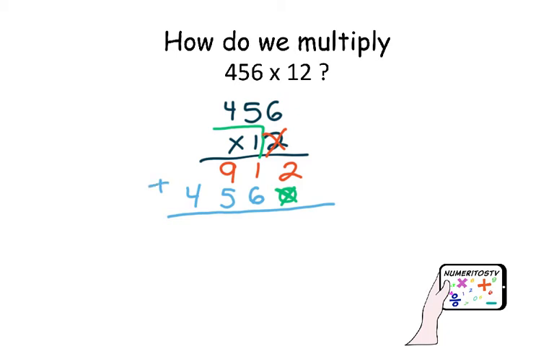Then you need to add these two rows of numbers. So 2 plus nothing is 2, 6 plus 1 is 7, 9 plus 5 is 14, and 4 plus 1 is 5. So the answer for multiplying 456 times 12 is 5,472.